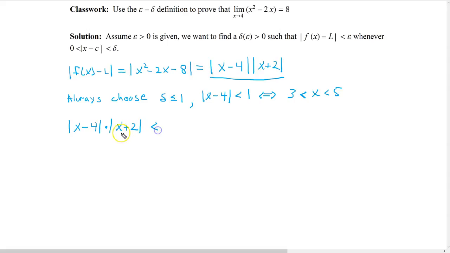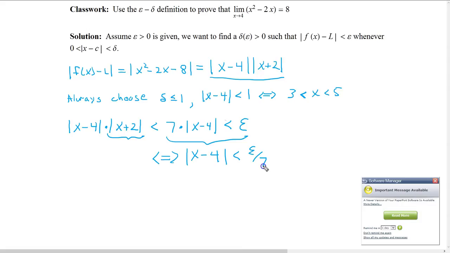Now this part right here, we can bound the x plus 2 like this. We want to get rid of the x plus 2 term. Well, what's the biggest it could possibly be? x is always between 3 and 5, so the biggest this could be is 7. So this is going to be less than 7 times x minus 4. And now we will set that less than epsilon. Since 7 is a number, we can divide it to the other side, so this is equivalent to saying that x minus 4 is less than epsilon divided by 7.